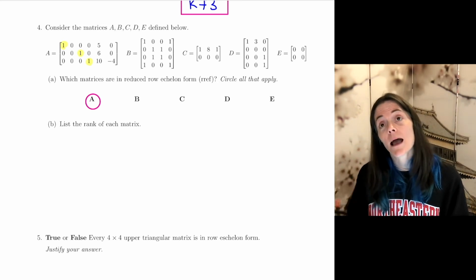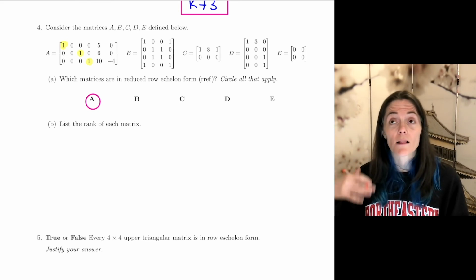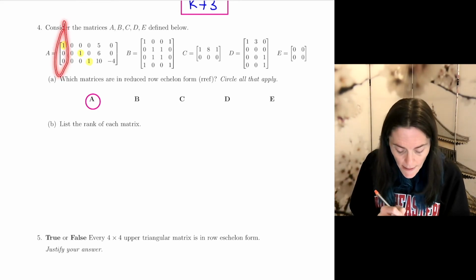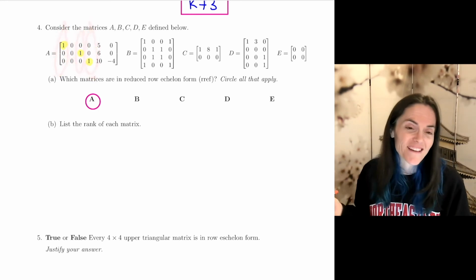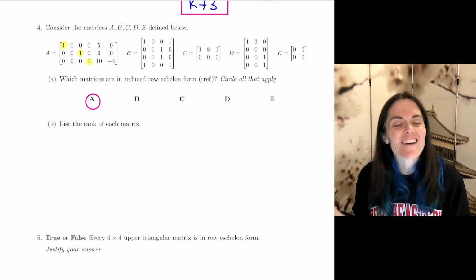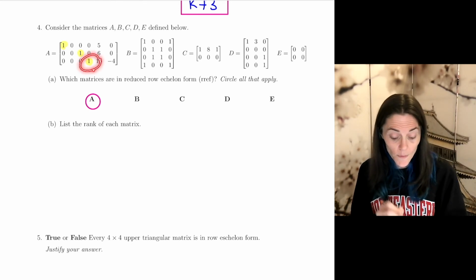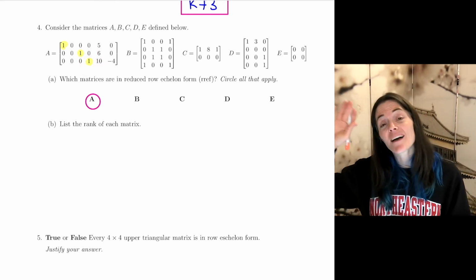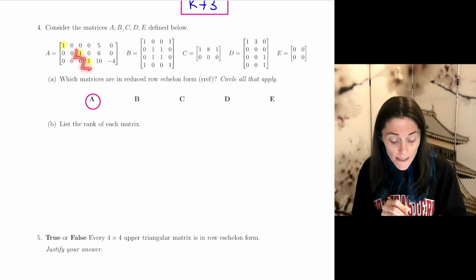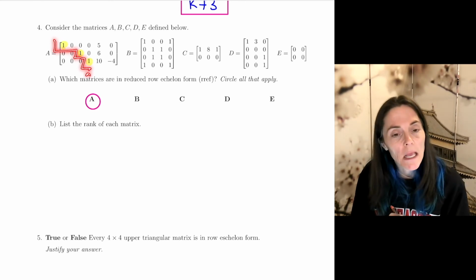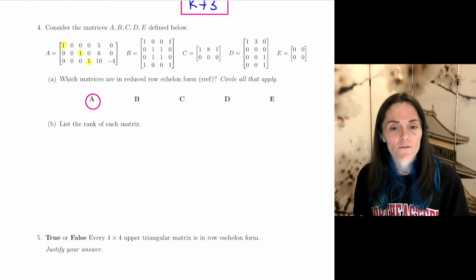The second is if a column has a leading one, then all of the other entries in the column are 0. And this is what we see here, right? And these 3 columns that have leading ones, all the other entries are 0. And the final thing that we need is if a row has a leading one, for example, this row does, all other rows above have a leading one and to the left. So you notice this is what makes the staircase pattern. Each row above has a leading one and to the left. A is in reduced row echelon form.